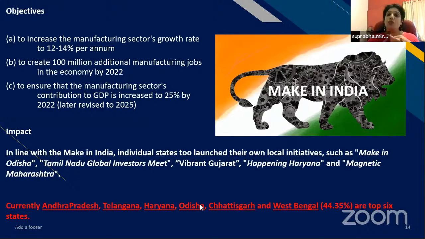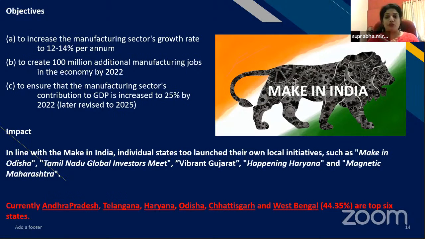Second, they wanted 100 million additional job opportunities from the manufacturing sector alone, not about the other sectors. From the manufacturing sector alone, they wanted to provide 100 million job opportunities by 2022. Third major objective they had in mind is that the manufacturing sector's contribution to the country's GDP should be increased by 25% by 2022, later revised to 2025. So these were the three major objectives of Make in India.